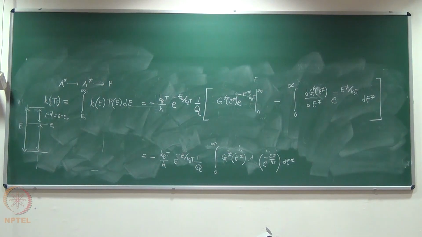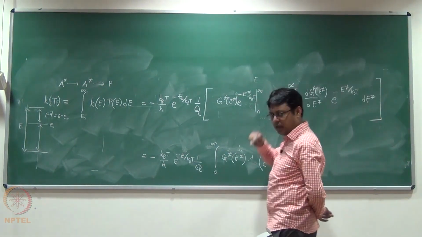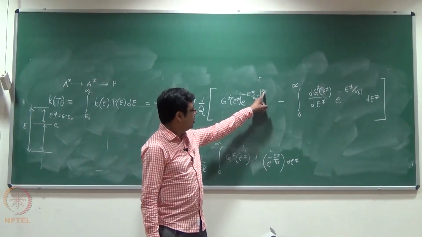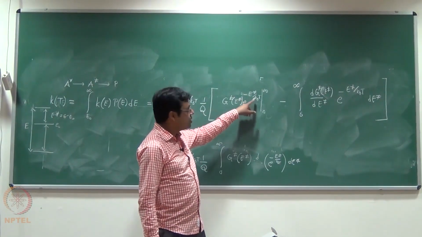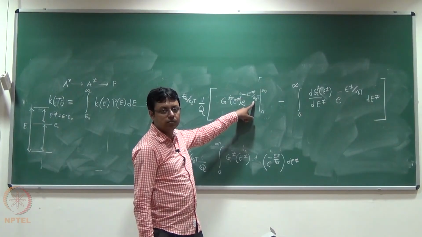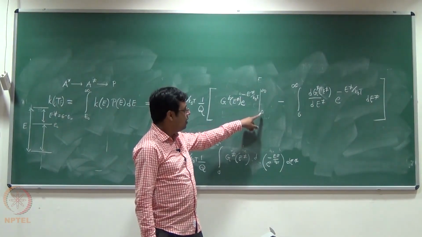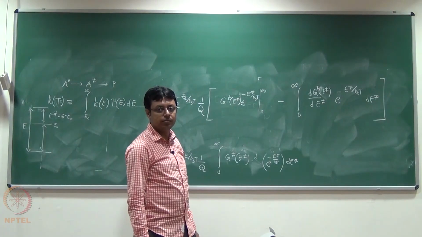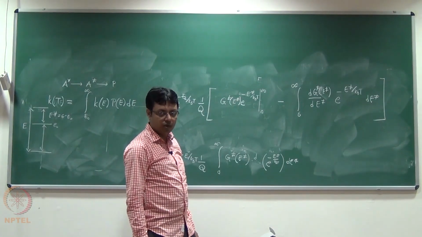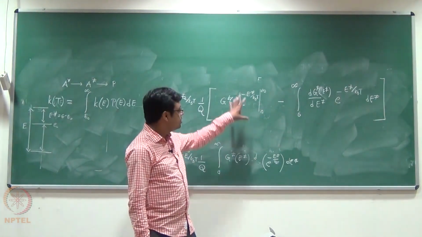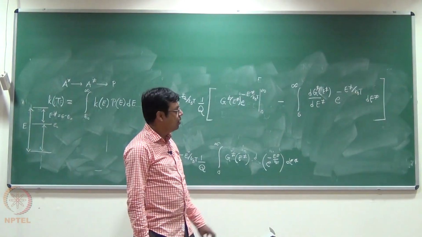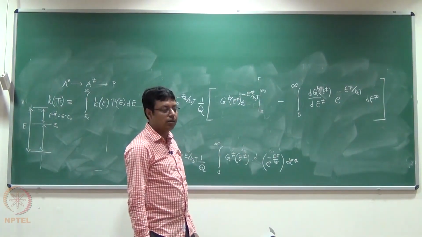Now look at it. If I have infinity here, e to the power minus infinity by kBT, that is 0. If I have 0 here, the density of states vanishes at 0, which means this part is 0. What about the second part?